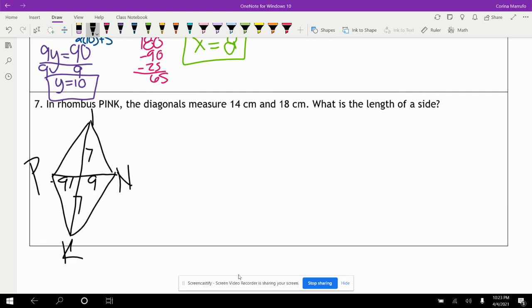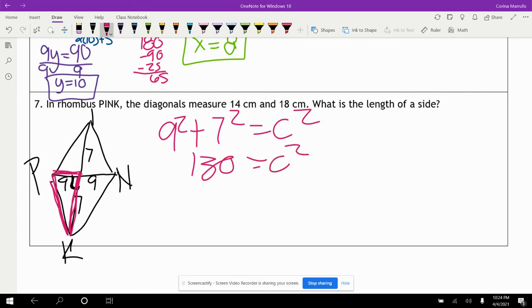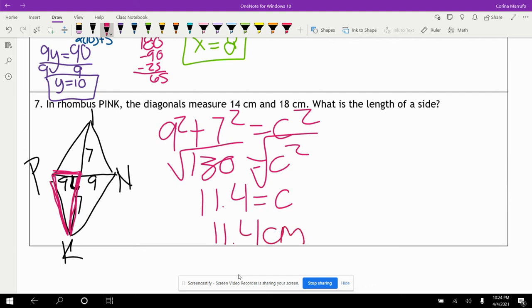Now remember the diagonals bisect each other and make a right angle. So then to find the length of the side, if you notice, this can make a triangle, specifically a right triangle, so we can use a squared plus b squared equals c squared. So I'm going to put in my calculator 9 squared plus 7 squared, and that gives me 130. And so to find c, I'm going to take the square root. That gives me 11.4, which is my c. So then that means that my missing side is 11.4 centimeters.